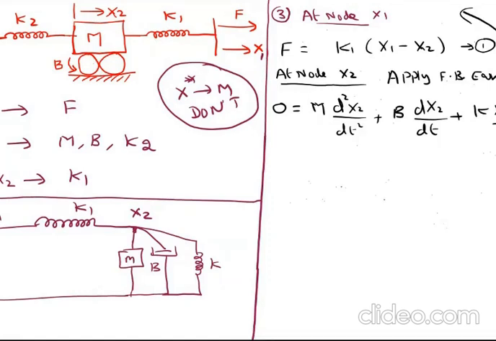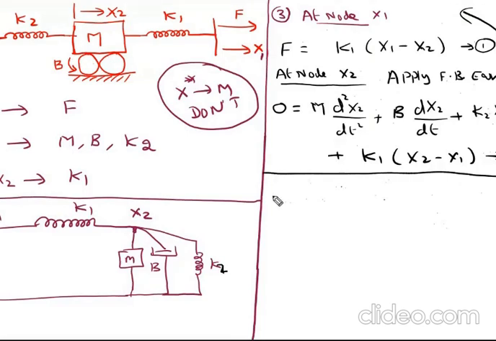Maybe plus, sorry, this is not k, it is k1 into x2. That is done, and along with that there is one more element. Sorry, this is k2 into x2, plus k1 is connected between the common, hence this time x2 minus x1, equation 2. If you write this correctly, it is almost the end of the problem.